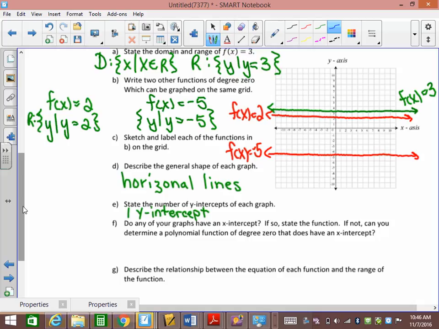So if I drew, please pretend that's actually on the x-axis, if I drew f of x equals 0, it would be on the x-axis, and how many x-intercepts would I have? All of them, an infinite amount, right? Every single spot on the x-axis would be counted. So I have an infinite number of x-intercepts.